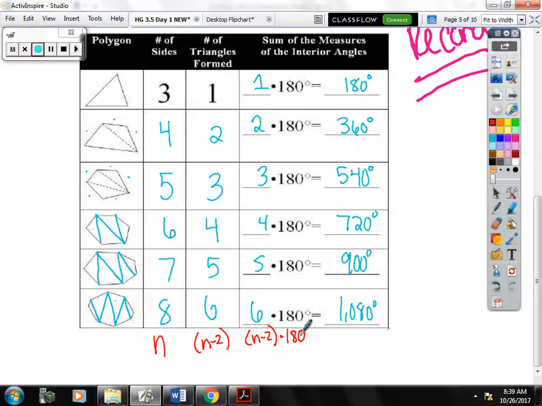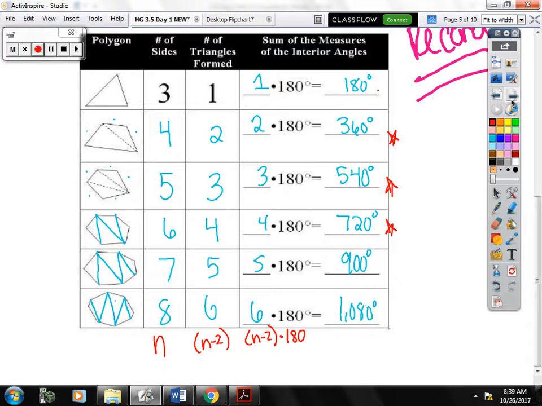Now, some students like to memorize some of these, like the ones we memorized, so that they don't have to use the formula every time. So if I say what is the sum of the measures of the angles in a pentagon, you could just memorize 540 and then just write it down. If you don't, then you're going to have to plug 5 in for n and solve it using the formula. So that's going to be up to you.